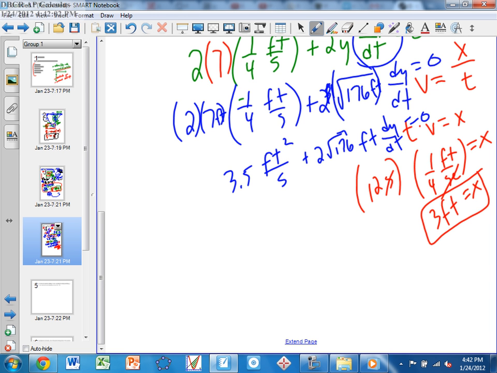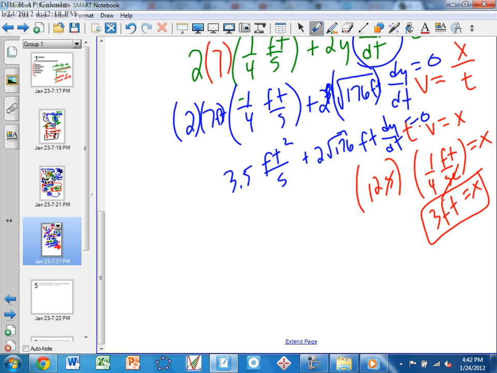Why should that be a negative, really? Because what's happening to x? It's getting smaller. So if you want to account for the negative there, you can, or you can realize at the end when you get dy/dt, it's got to be positive because you're moving up the wall. So use your logic to answer these questions.